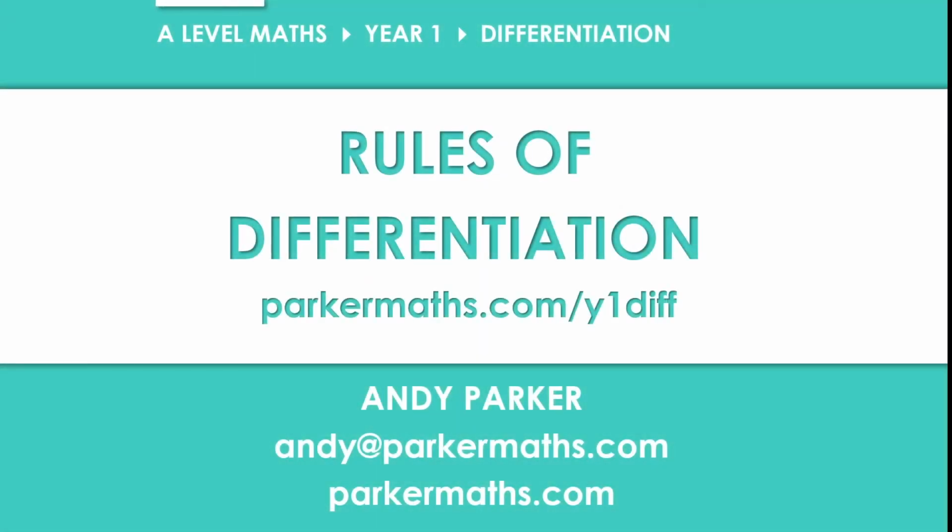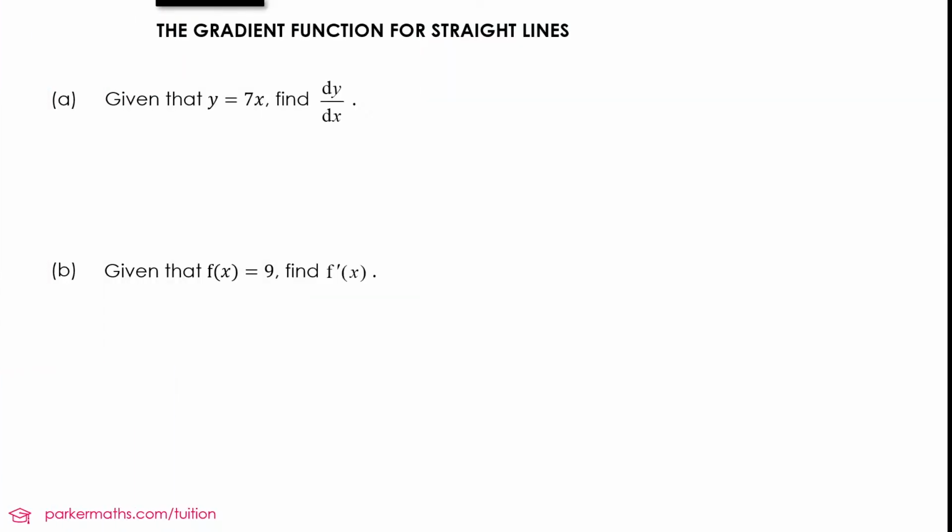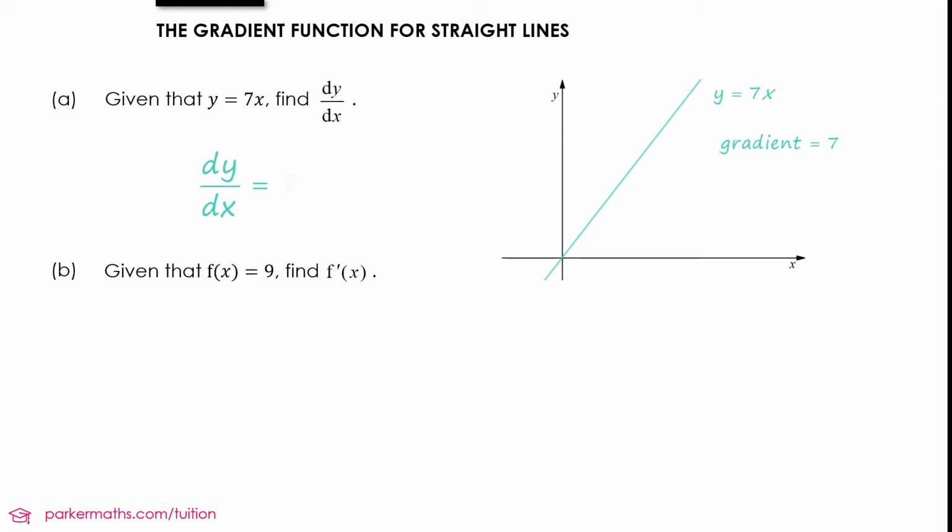In this video, we're going to start looking at the rules of differentiation. Our starting point will be straight lines because we already have some knowledge of the gradient of straight lines. So suppose we have the line y equals 7x. We know from previous study of straight line graphs that the gradient of such a line is 7. And since the gradient is the same at all points on the line, the gradient function is also equal to 7. We can also calculate the gradients of horizontal lines.